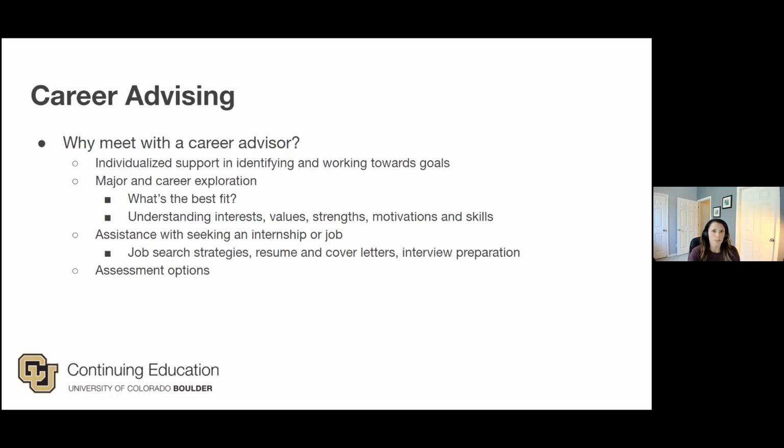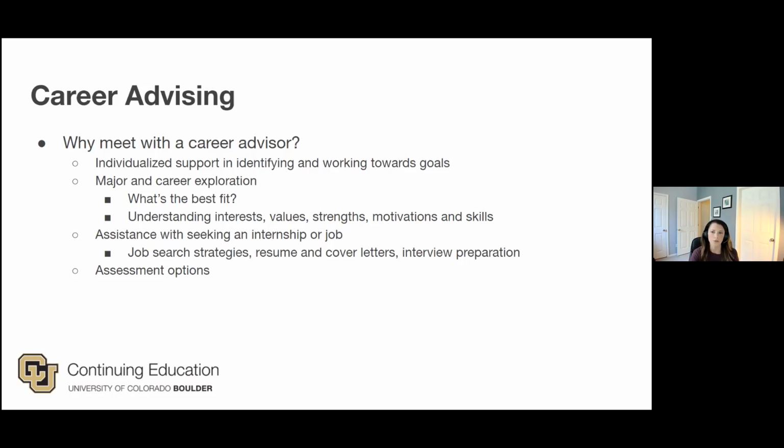So understanding what is the best fit for you, and is that at CU Boulder? Is that somewhere else? Somebody brought a question in the chat as far as maybe exploring vocational or technical college, or even other possibilities that are out there where maybe the traditional 4-year degree doesn't necessarily make sense. So working with students really to understand what is the best fit for you.